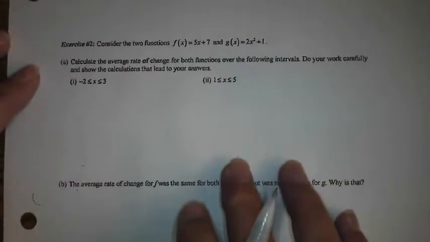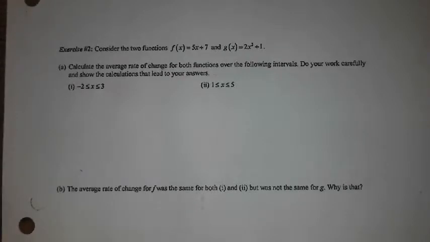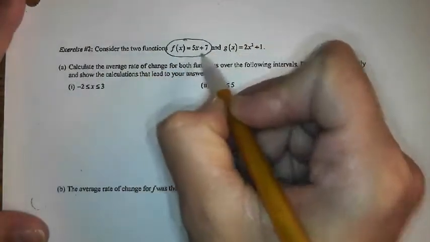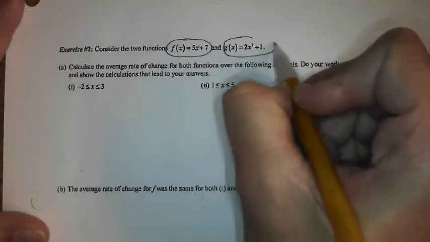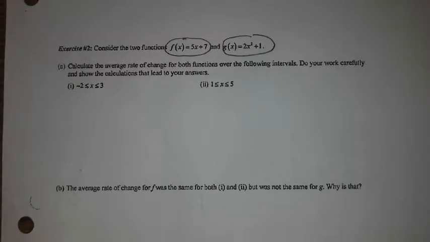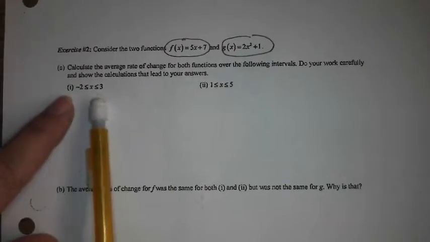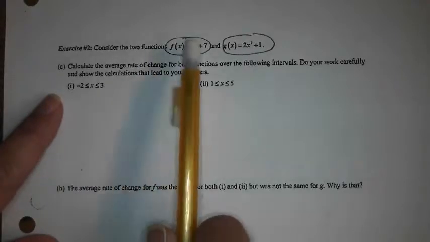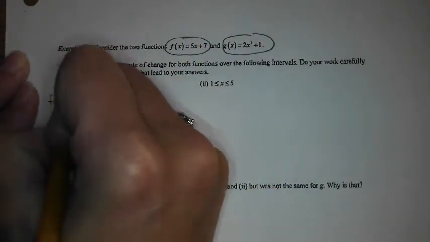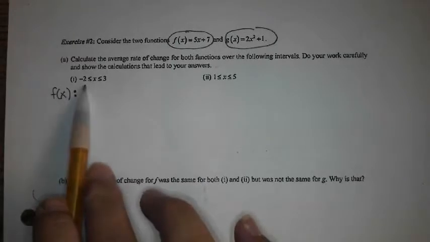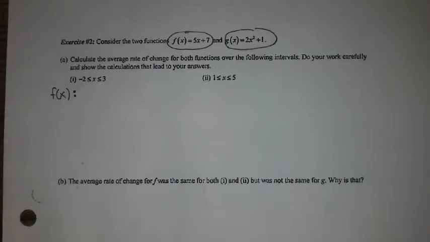Jump down to exercise 2, where we are not given a picture. We are given function rules. We have an f function and we have a g function. And in part A, we'll just do part A, and we'll do it for the f of x function. They want the average rate of change from -2 to 3 on the f function. Okay? Again, we're not shown a picture, so we can't just go grab the points off of a picture and count. But how can we get the points?